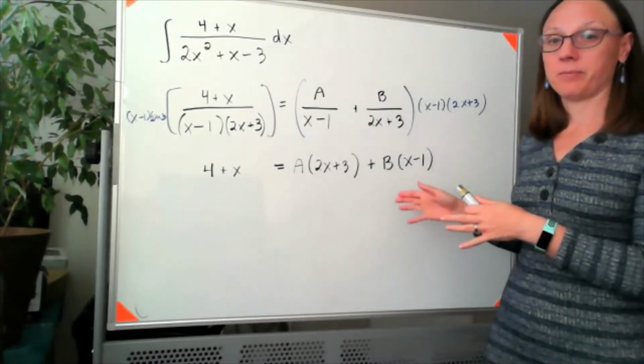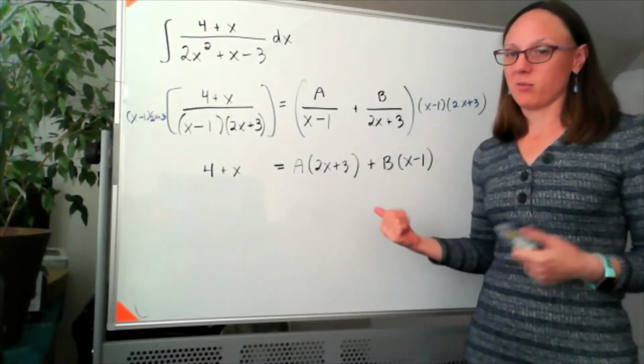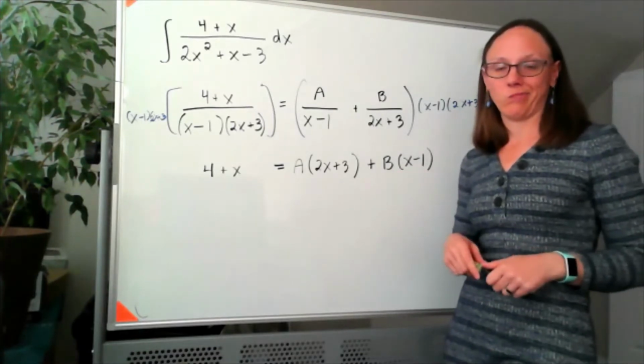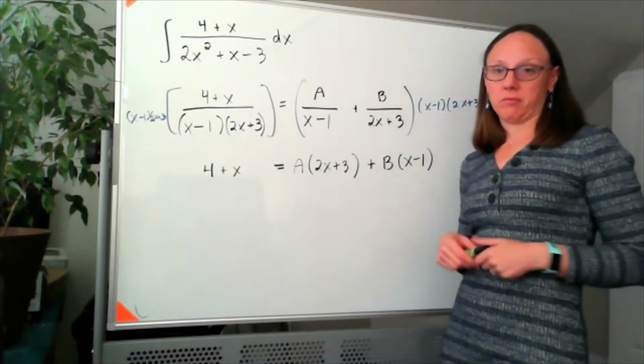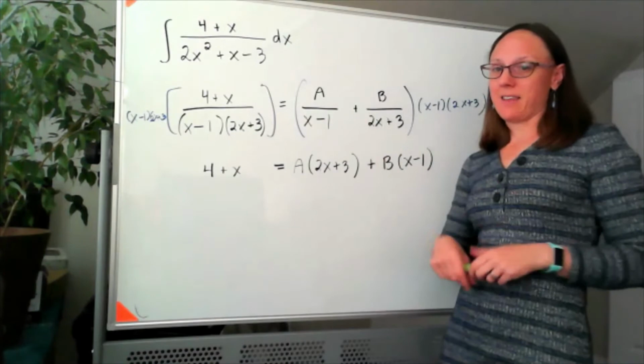Rolling from here, we have two methods for solving these. Would anyone like to see the other method, or should I stick with plugging numbers in? You can put it in the chat if you want to see the other method. Great, let's see the other method.